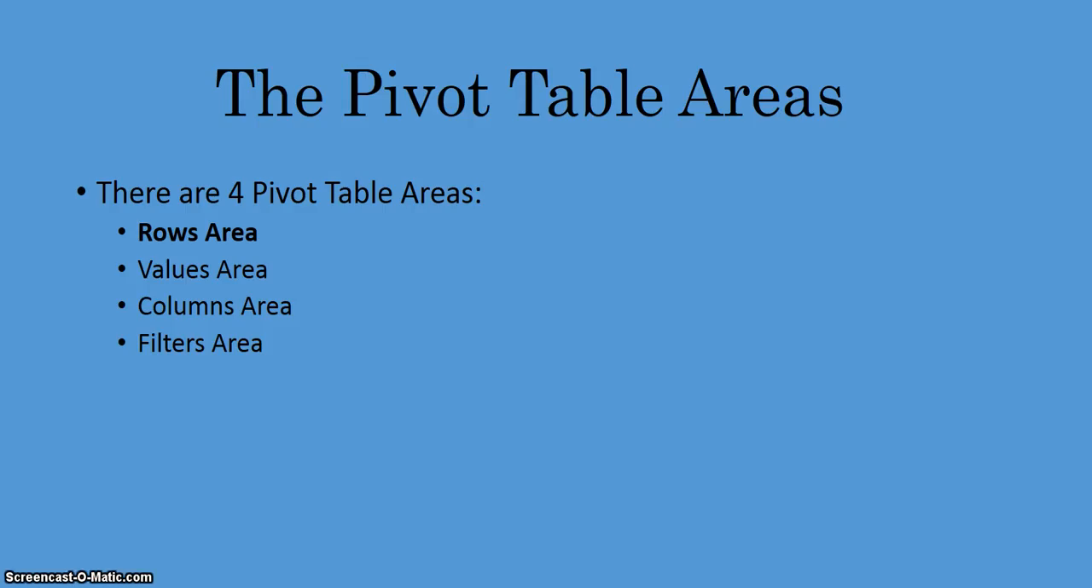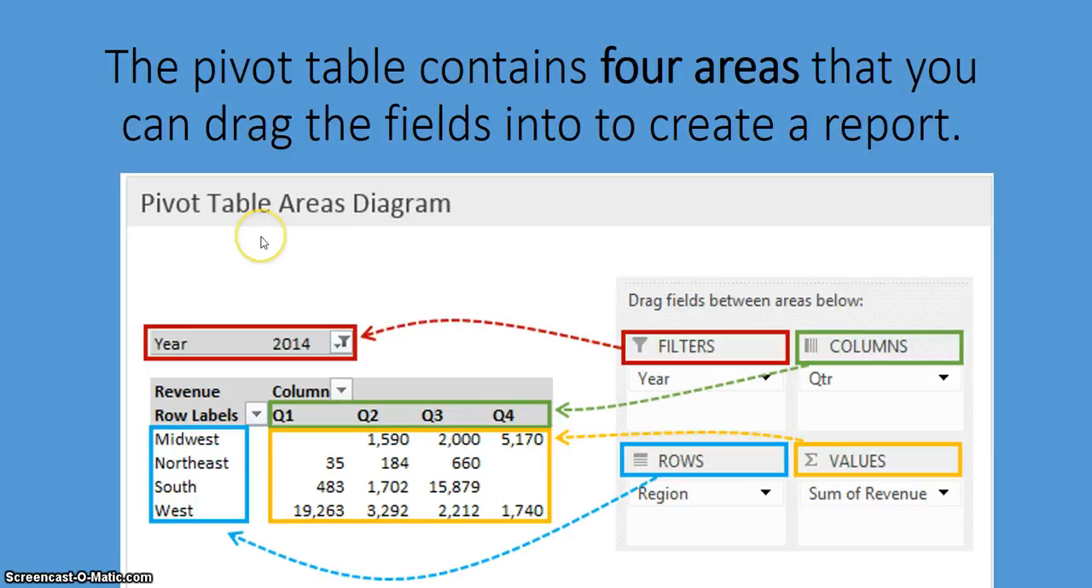Now, when you create a pivot table, a dialog box will appear on your worksheet, and that dialog box will be the pivot table fields that you will use in order to create your pivot table. Now, within that dialog box, you will have what we call the pivot table areas. And there are 4 areas, and they are called rows area, values area, columns area, and filters area. In today's tutorial, I'll just discuss the rows area.